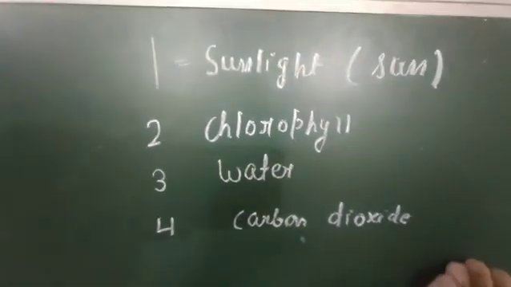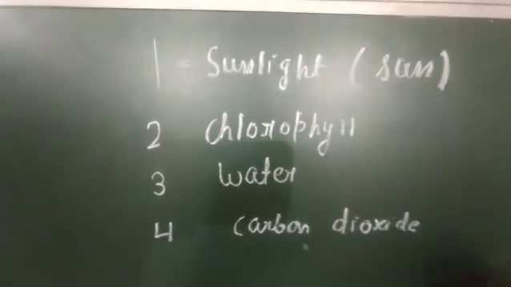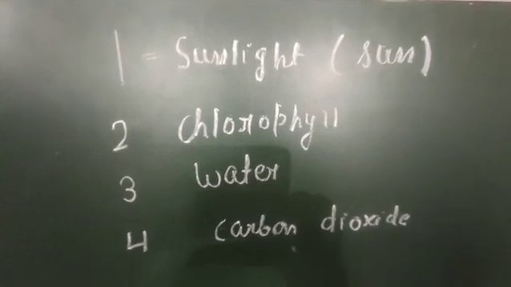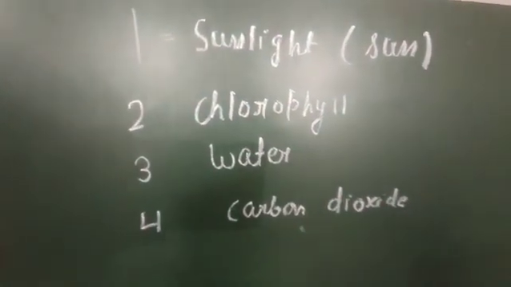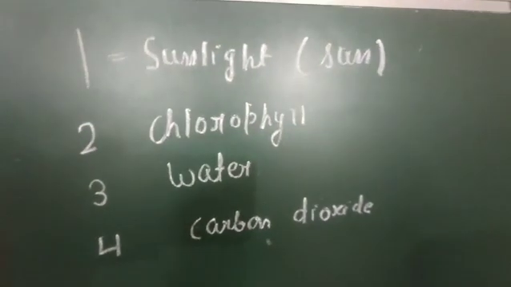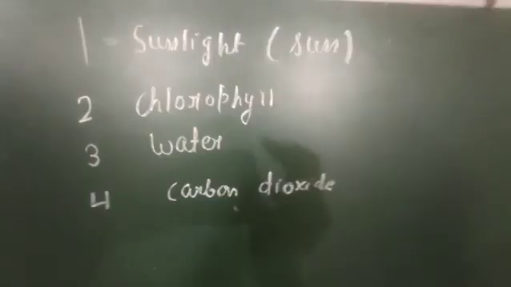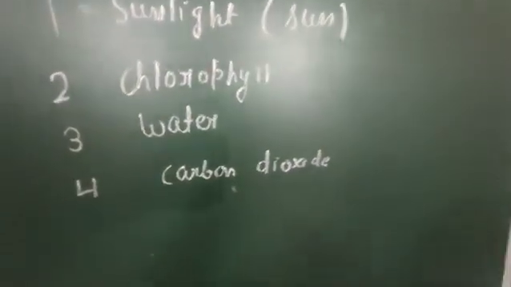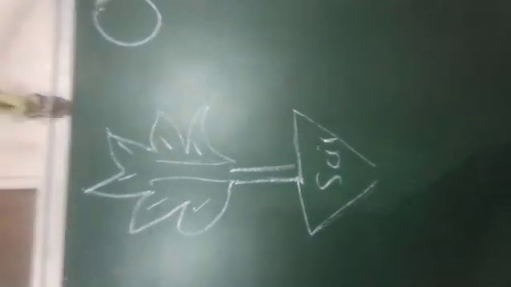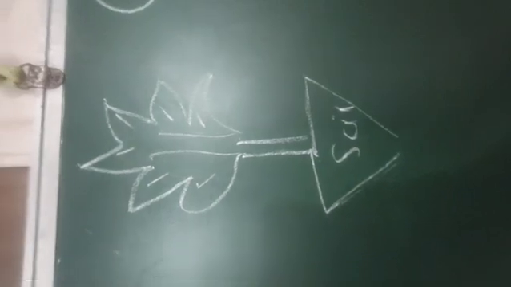These are the 4 raw materials required for the process of photosynthesis. I hope this is understood. If any of these raw materials is missing, the process of photosynthesis cannot occur. So let us understand in brief. This is a plant. See how photosynthesis is a process by which plants make their own food. How does the photosynthesis process occur?